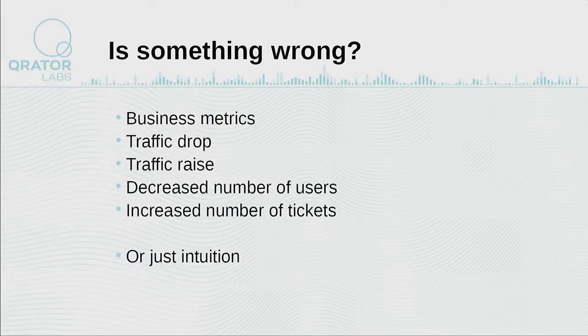But how do you understand that there is a problem? First of all, you have application metrics, and if they are good, you don't need to worry about anything. But if they're wrong, you can take a look at different network metrics. For example, a sudden rise or drop in traffic, a decreased number of users, and so on.